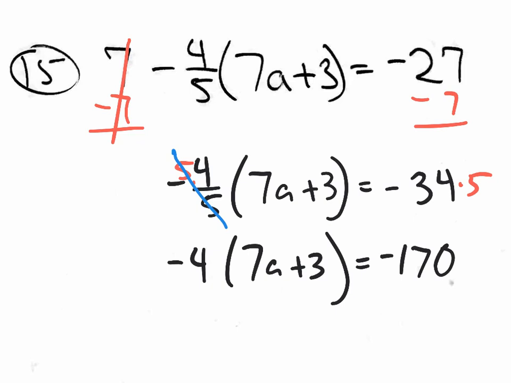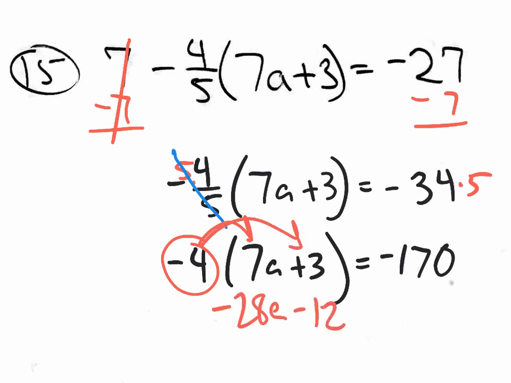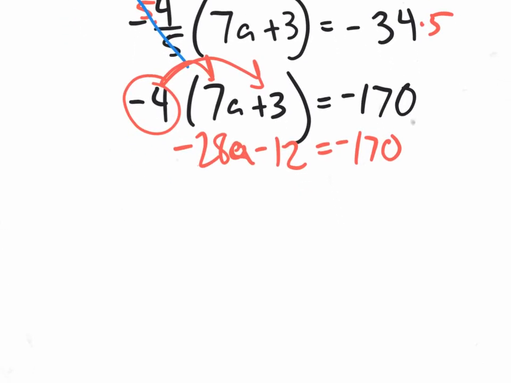Then, of course, we could distribute. This is a long one. Negative 4 times 7a is negative 28a. Negative 4 times 3 is negative 12. Equals negative 170. Then you continue solving to get a by itself. So I'm going to add 12 here. Add 12 over here. On a calculator, you get negative 158.